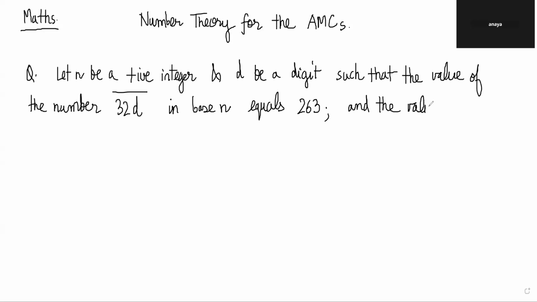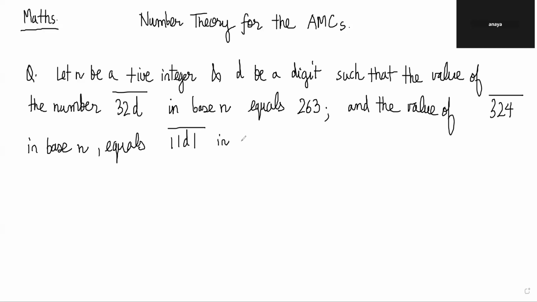and the value of 324 in base n equals 11D1 in base 6. You have to find n plus d. So you need to know how to convert from one base to the other, and you should be able to get some equations to solve for n and d.